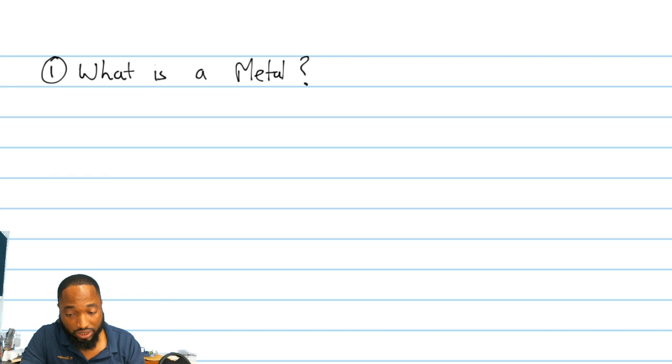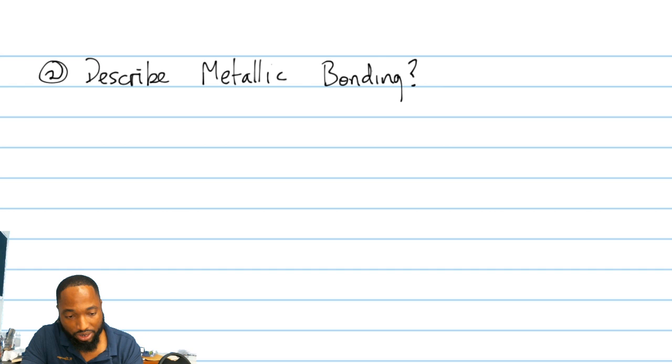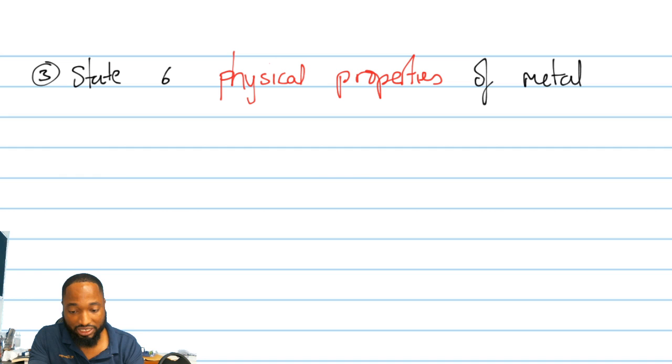Next question after that is describe metallic bonding. So go ahead and put the answer for describe metallic bonding one time. Next question after that is state six physical properties of metal. So what is a metal? Describe metallic bonding. State six physical properties of the metal.